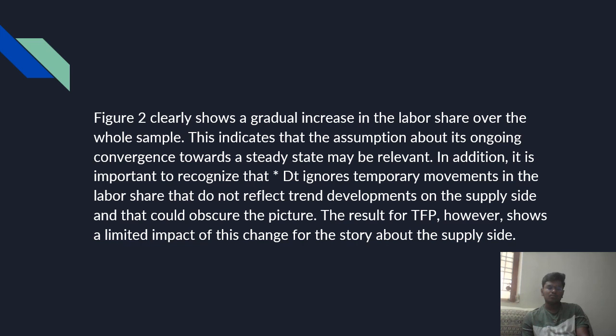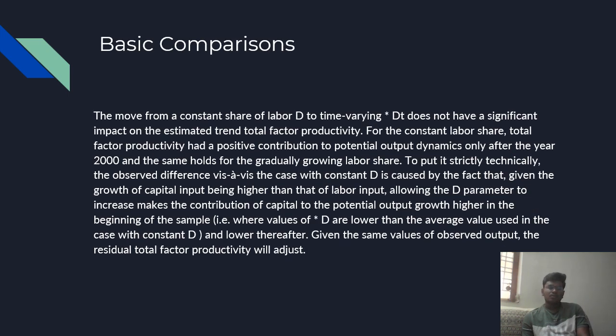In addition, it is important to recognize that the constant share ignores temporary movements in the labor share that do not reflect the trend developments on the supply side and that could obscure the picture. The result for TFP, however, shows a limited impact of this change for the story about the supply side. Basic comparison: the move from the constant labor share to a time-varying one does not have a significant impact on the estimated trend total factor productivity.